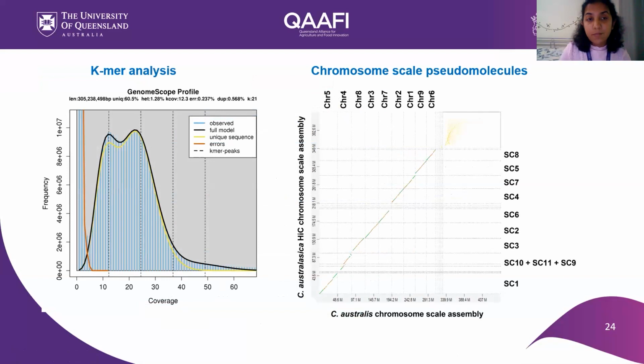Citrus australasica, finger lime, is also diploid and heterozygous based on k-mer analysis. And on the right side image, we can see the chromosome level genome assembly we generated for finger lime. On the x-axis is the chromosome scale assembly generated for australis, and on the y-axis is the chromosome scale assembly generated for finger lime. At the initial level, same as for australis, we observed 4 pseudomolecules with telomeres at both ends, representing 4 chromosomes. But by further aligning these scaffolds against the australis chromosome level assembly, we could assign some scaffolds into chromosome scale. And now we have 6 pseudomolecules with telomeres at both ends.